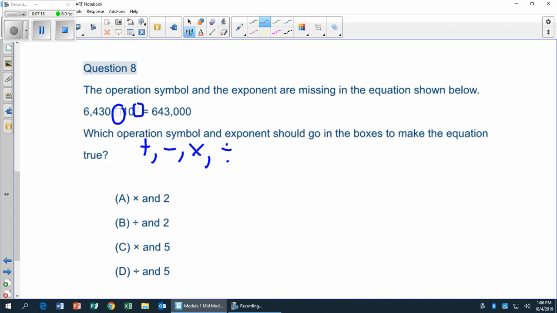So when we look at this, we start with 6,430 and we end up with a larger number, 643,000. So since the number is getting bigger, we know that we need to multiply. So I can eliminate both that are division. So we know we're going to multiply. And we look at our number, we have 6,430, and here we have 2 extra zeros after, so we had to jump 2 spots. So because we jumped 2 spots, we know that our exponent has to be a 2, so the answer is A.